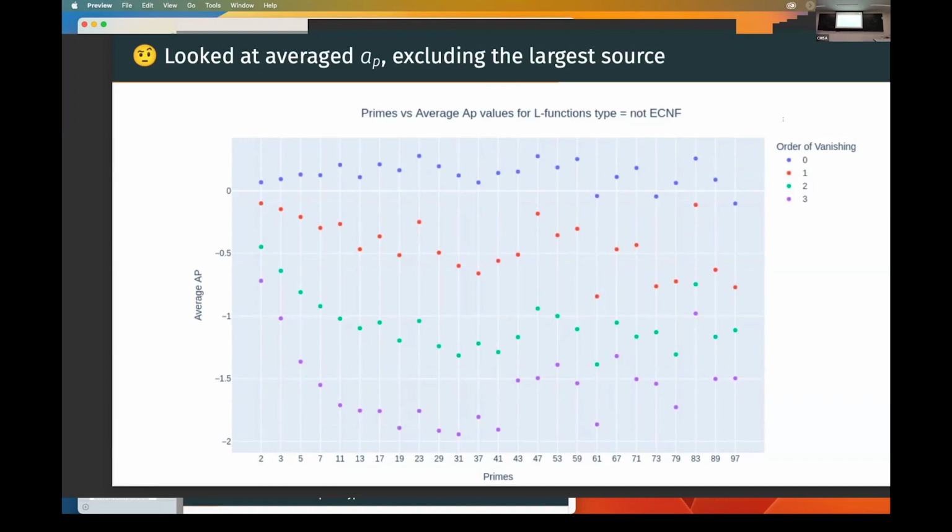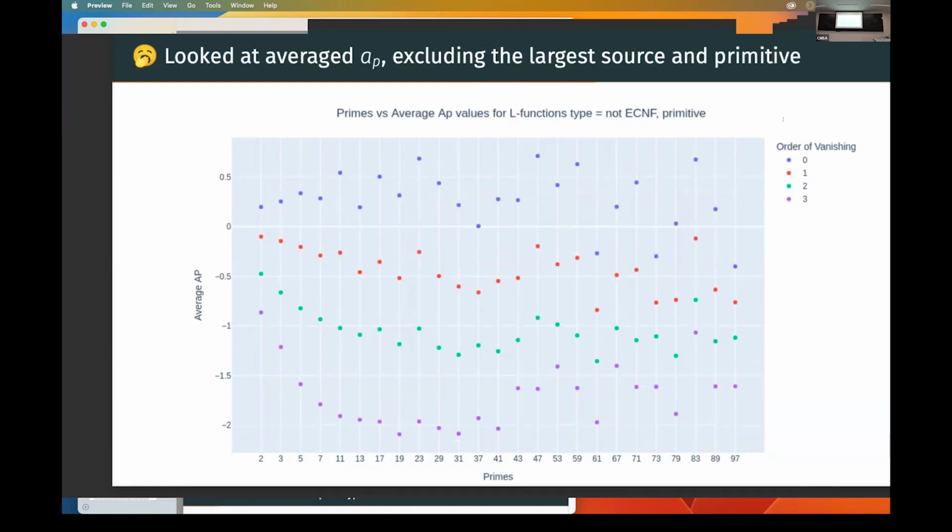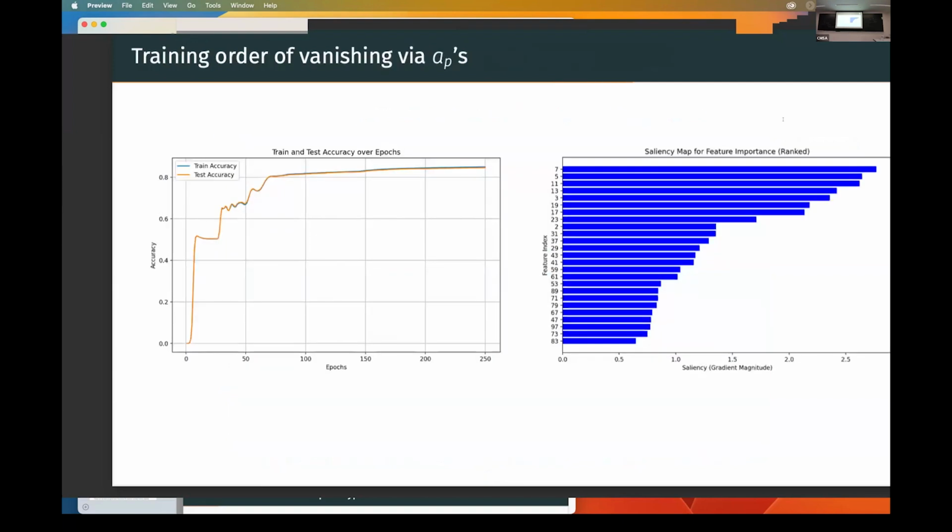So in some ways, this shows, at least to me, heuristically, that there's a pattern here that does not depend on the origin or the source of the L-function. And then I can try to do this again, remove the other sorts, and ask for them to be primitive again. And again, the dots show I'm getting less and less data, so the plots are more erratic, but I still see the same pattern. So this leads to the question: can I try to guess the order of vanishing by looking at the APs? So that's what we try.